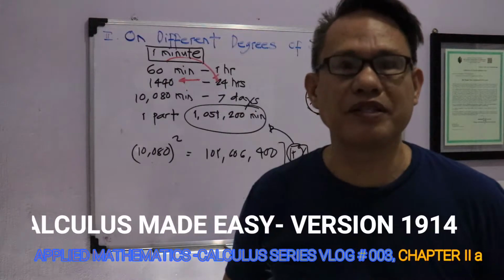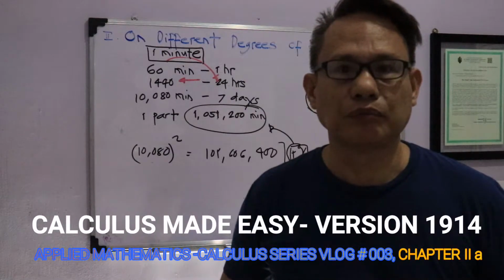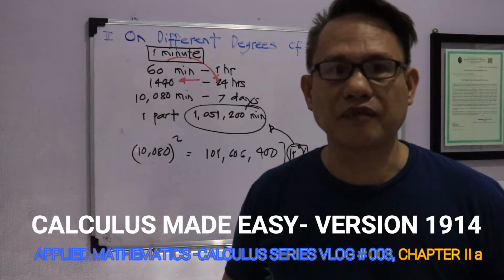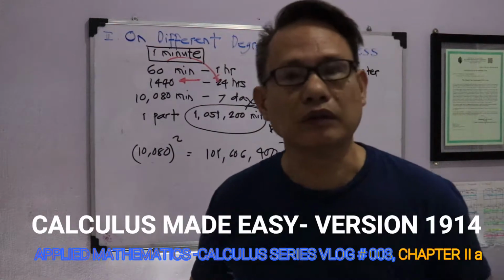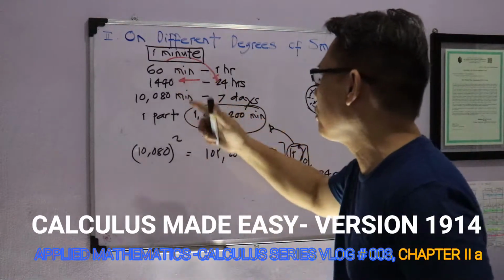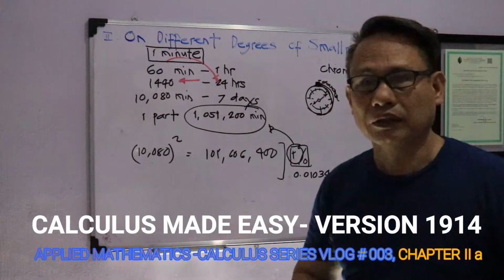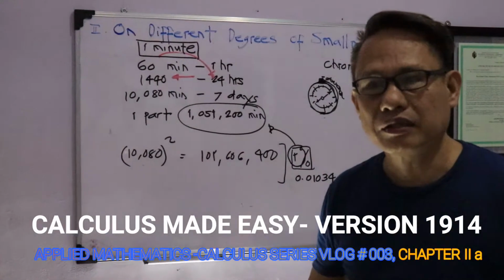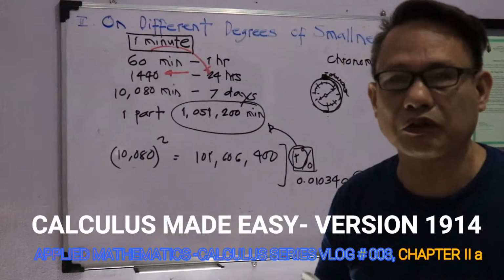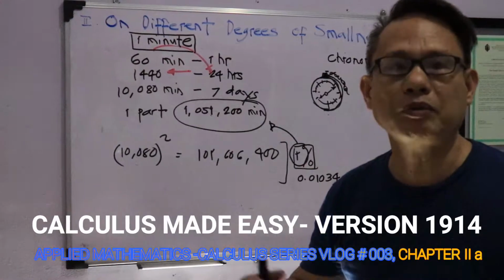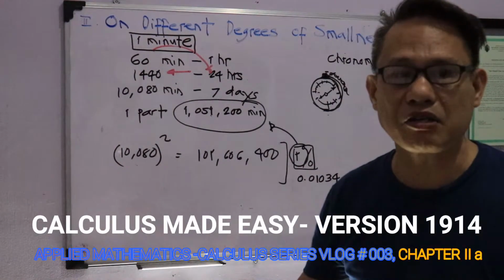Chapter 2 is by the same author, Professor Sylvanus Thompson, on the interpretation of how he made calculus easy. In chapter 2 we have the different degrees of smallness, and he was talking about how small fractions could affect the whole of the items we are taking into consideration.